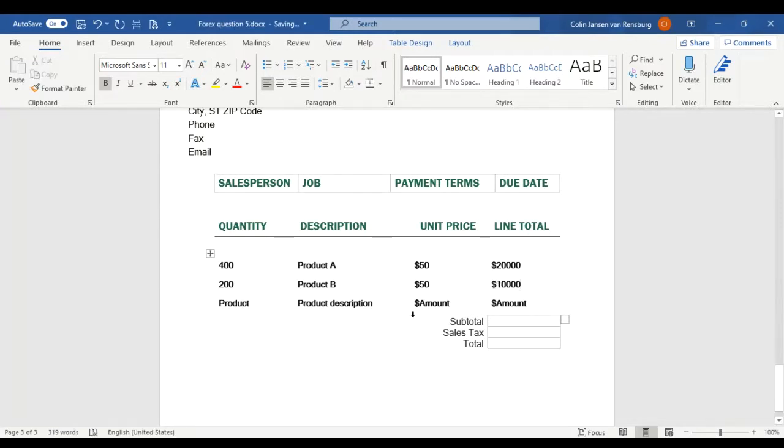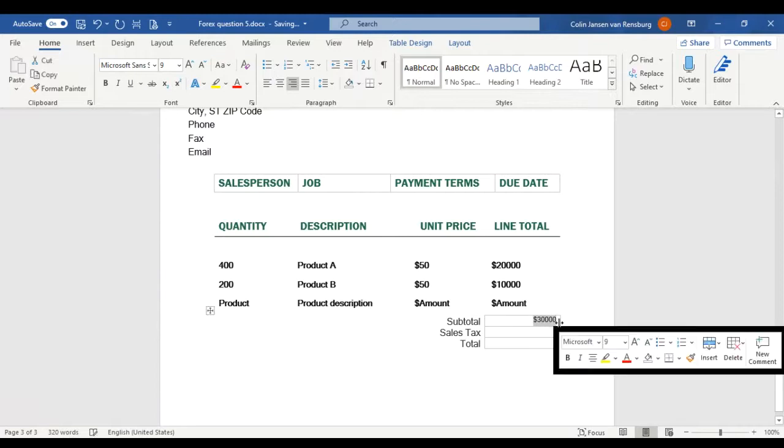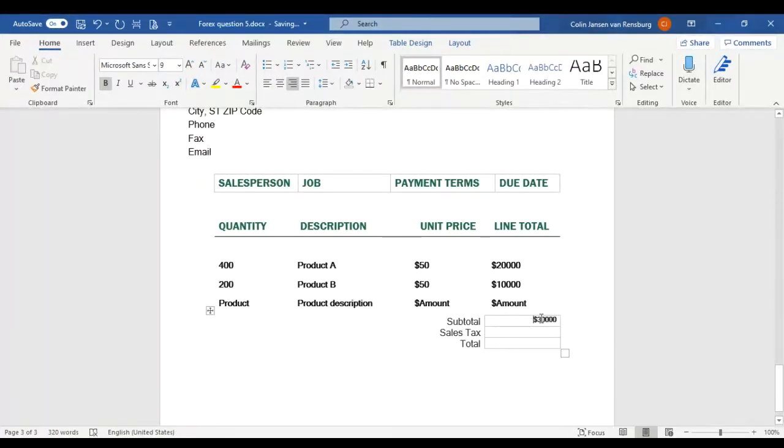$10,000. Now those are the only two products that we have ordered, that we have purchased. So now we add up our invoice there, and we see that it adds up to 10 plus 20, which will be 30,000. Let me just make that bold as well. $30,000. No, let me just leave it like that.